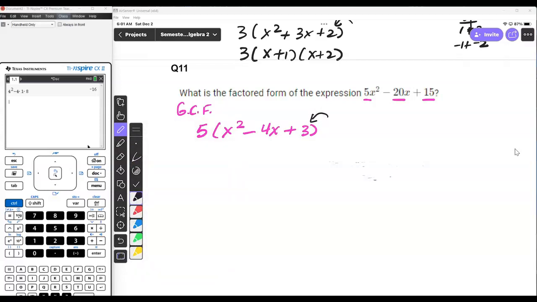the 3. So what 2 numbers do you multiply to get 3? So you have 3 and 1. You have negative 3 and negative 1. And you start adding. 3 plus 1 gives you 4. Negative 3 plus negative 1 gives you negative 4. So you have 5 parentheses x minus 3 and x minus 1.